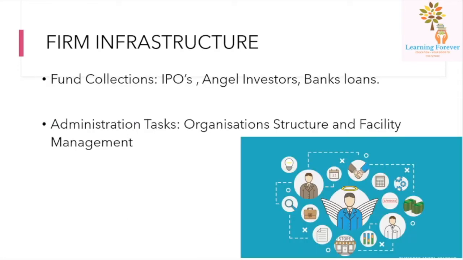So now let's look at the firm's infrastructure. These include the fund collections and the administration tasks. So what exactly is fund collections? Basically, we need to analyze where Domino's would get its funding from initially. They would have gone for IPOs, they would have gone for angel investors, they would have taken bank loans. Likewise, even if a person is taking a franchisee of a brand, they would require a bank loan. So we need to identify how they will get the fund to open a new store.